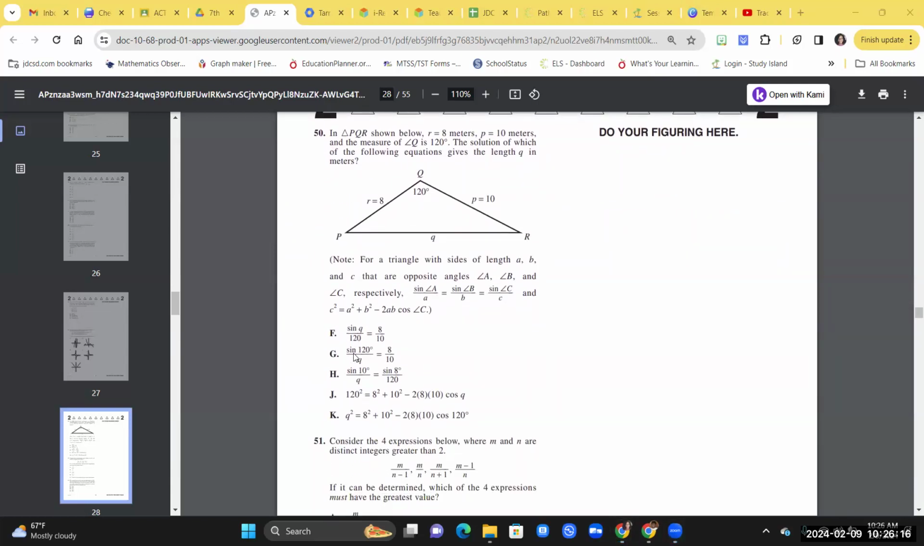R equals 8, and the measure of Q is 2. So we're going to find the final equation, the length Q in meters. For a triangle with side lengths a, b, and c that are opposite angles A, B, and C, sine of A over a is equal to sine of B over b is equal to sine of C over c. And c squared equals all that.